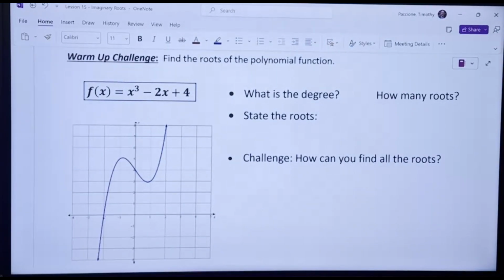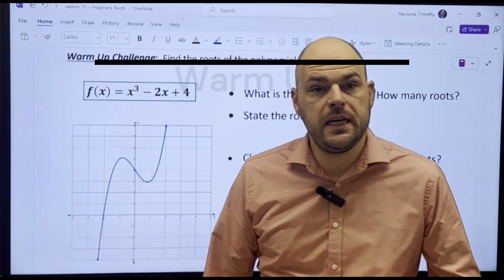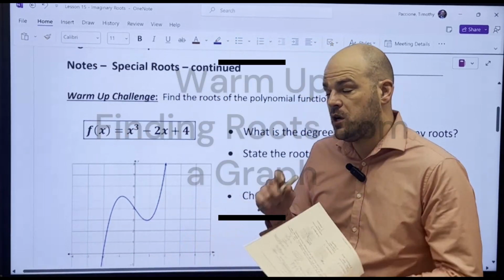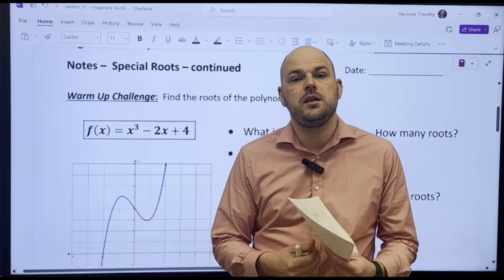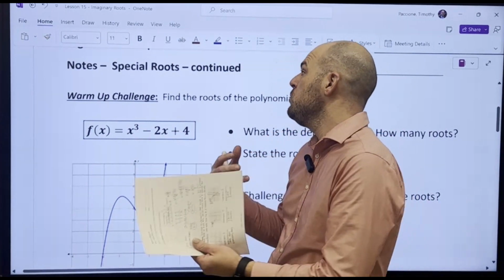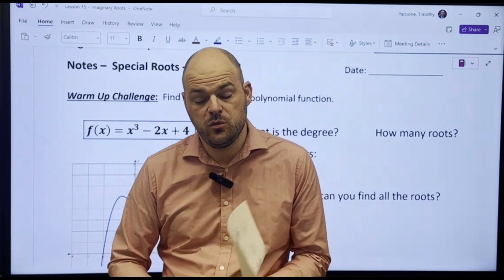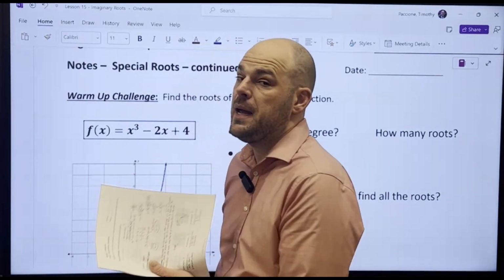All right, so today's lesson is about more special roots. We talked about special roots in our last lesson, and this is an extension of that. We're continuing on to a different type of special root. That special root, spoiler alert, is going to be imaginary roots.